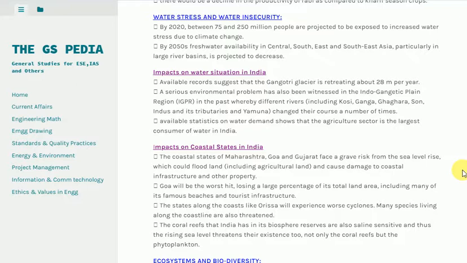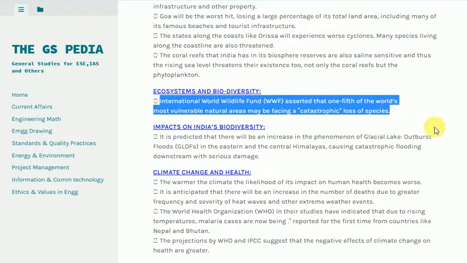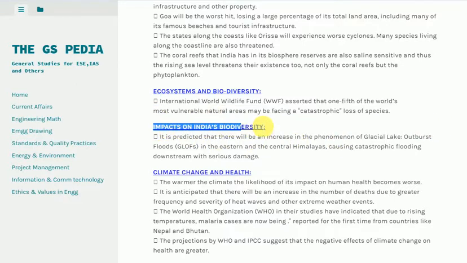The coral reefs that India has in its biosphere reserves are also salinity sensitive, and thus the rising sea level threatens their existence too, not only the coral reefs but the phytoplankton, ecosystems and biodiversity. The World Wildlife Fund (WWF) asserted that one-fifth of the world's most vulnerable natural areas may be facing a catastrophic loss of species. Impacts on India's biodiversity.